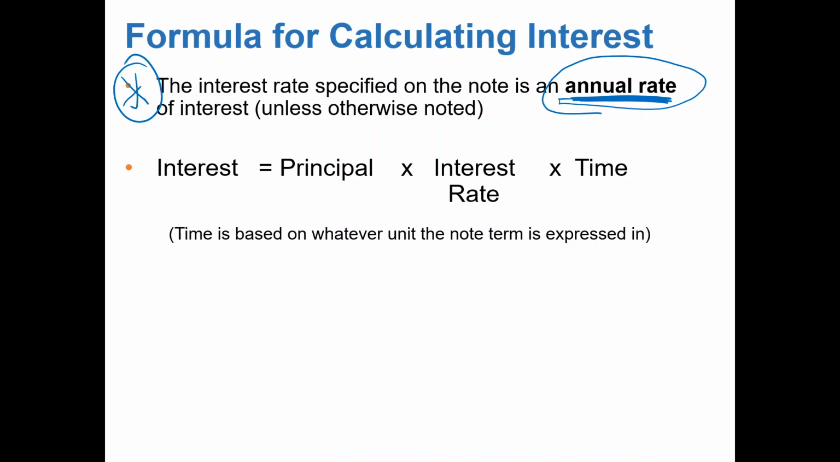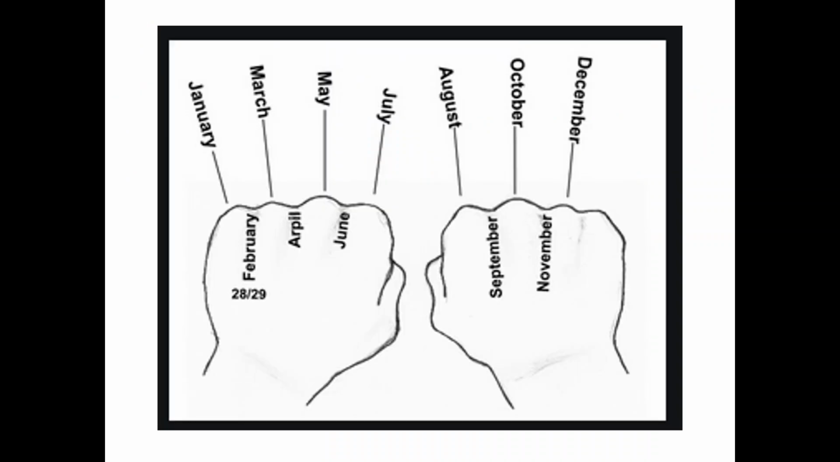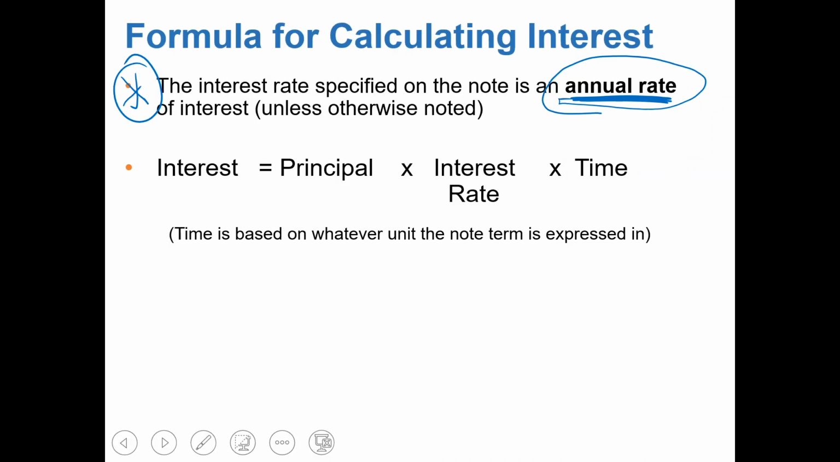Therefore, when we're calculating interest, we need to have this factor of time, because the length of our note is likely not a year. So we have to use the factor of time when we're calculating interest. So we take the principal amount, the amount that was loaned, we times that by the interest rate, and this would be the annual interest rate most of the time. And then, as I said, you multiply by a factor of time.